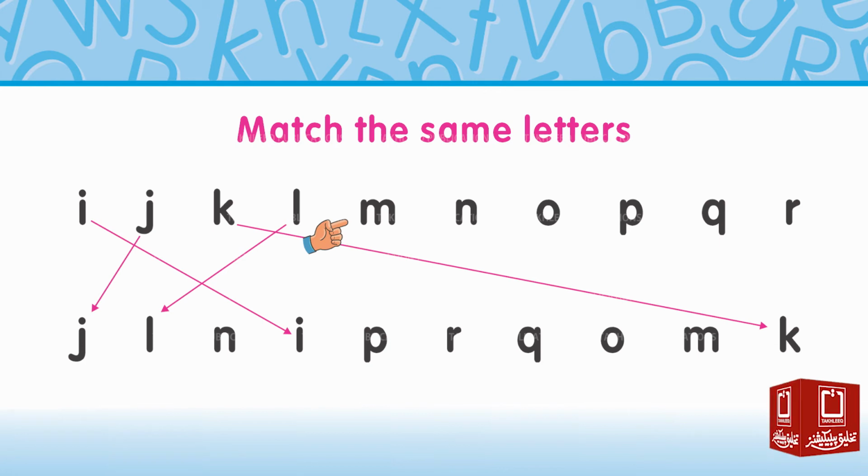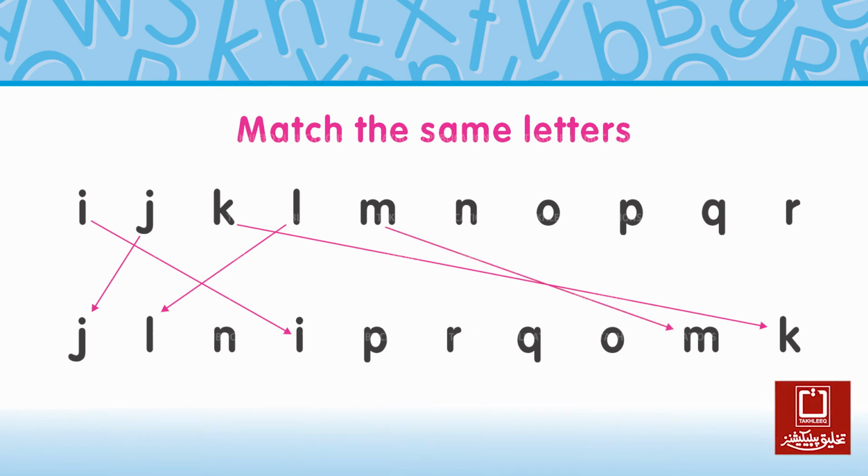This is small letter M. Now we search small letter M in the second row. J, L, N, I, P, R, Q, O, M. Yes, this is small letter M. So we match both small letters M.